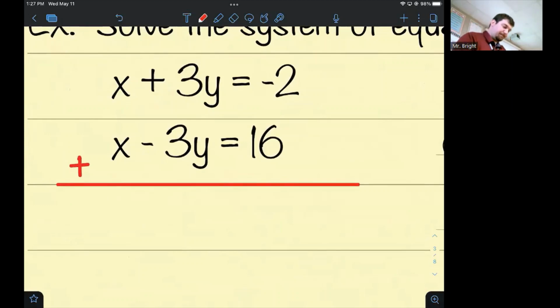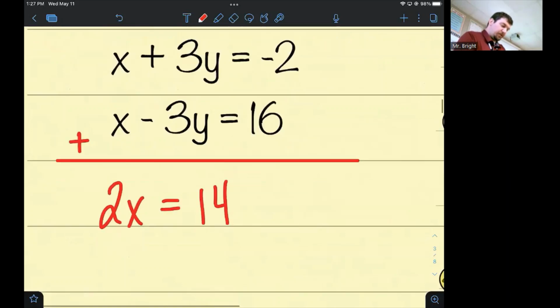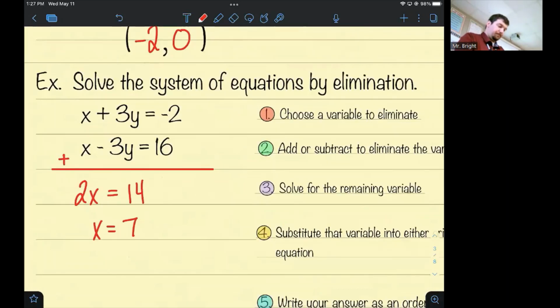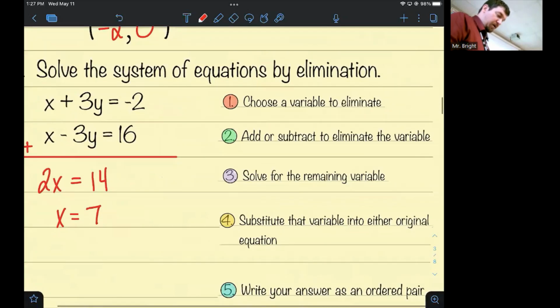What's x plus x? 2x. 3y and -3y will cancel out. What's -2 plus 16? Sky? 14. And Sky, what's that make x equal to? 7. You'll find the first variable very easily. By the way, I'm already on step, okay, we just finished step 3.